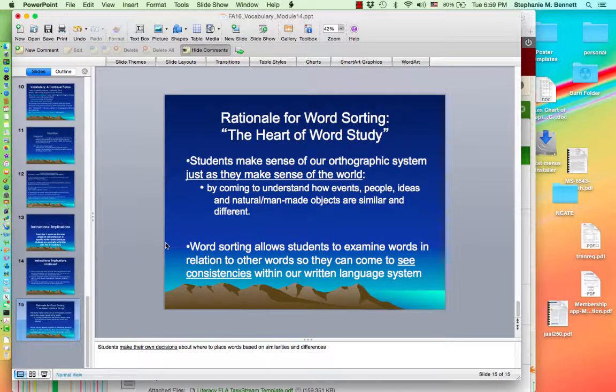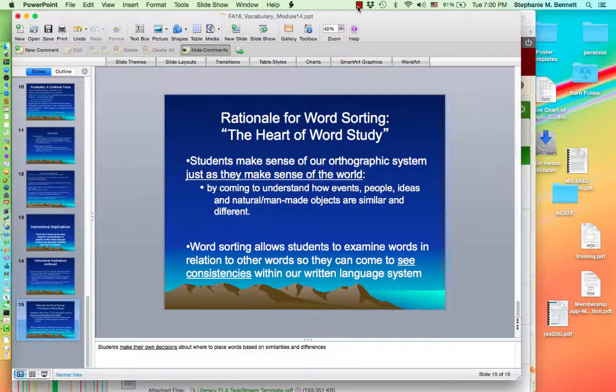And another way to do all of this is to use word sorts, which are really the heart of word study. And this is allowing students to make sense of our orthographic system by understanding how things are similar and different. And so you have open sorts and closed sorts. Open sorts are where you do not have specific directions as to how to sort the words. Closed sorts, you have specific categories that you're sorting words into. But word sorts allow students to examine words in relation to others so they can see consistencies within our written language system. So I hope this information on vocabulary was helpful for you.